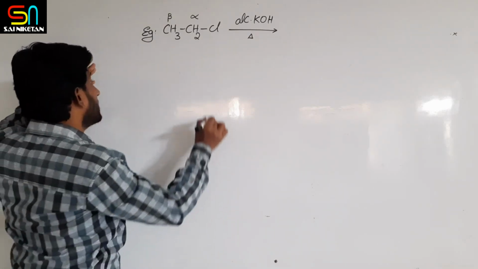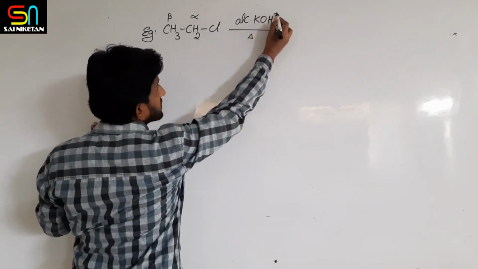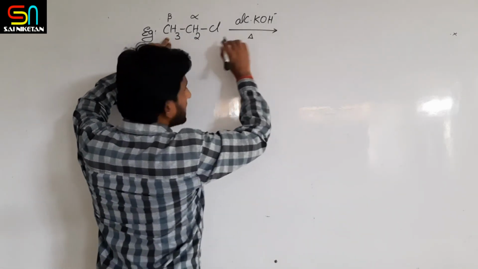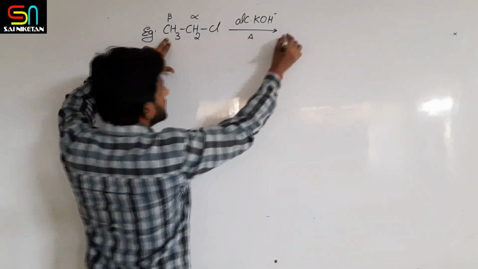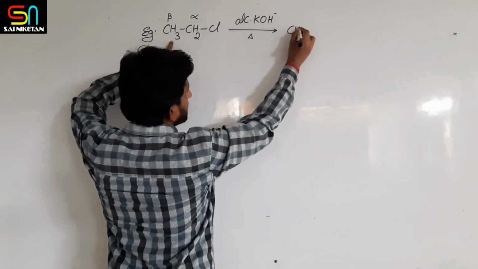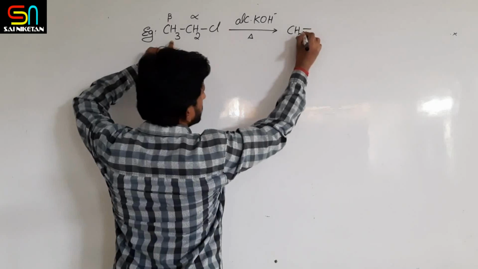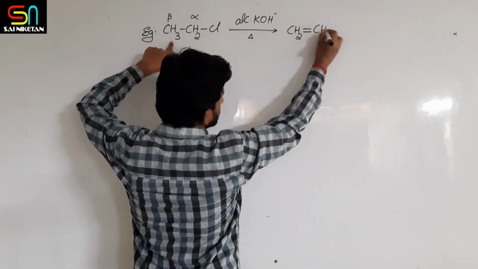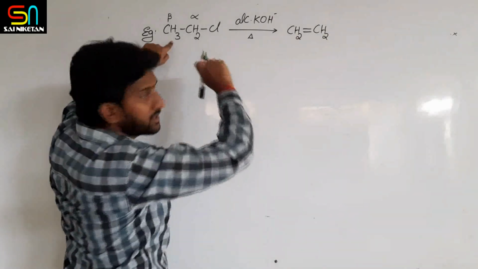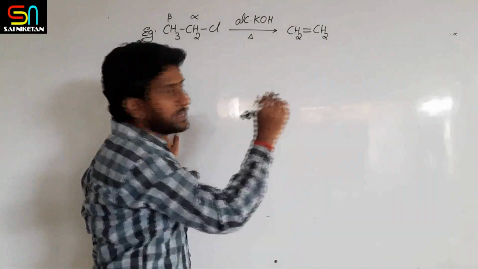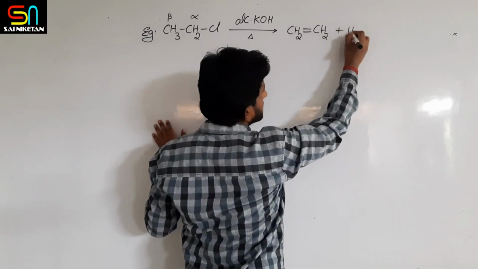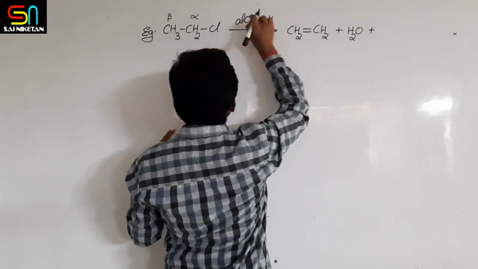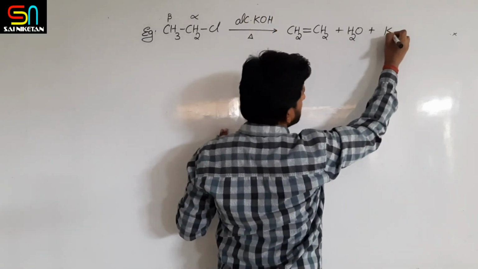How are they eliminated now? First, OH minus will attack this H plus. So I am writing directly the products. One proton is abstracted from here, so it is CH2, and a double bond will come between this, followed by CH2, because one chlorine is eliminated. Now the proton is taken by OH minus, so that means this is H2O, and Cl minus will react with K plus, that means it will form KCl.